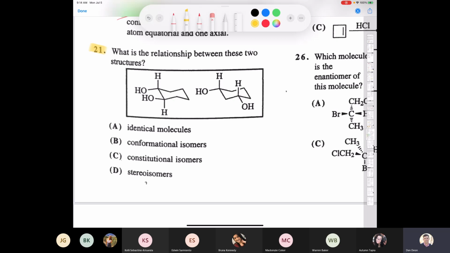Yeah, I would tend to go with C, right? How do we know that? Because if you look at the connectivity in the first one, it's a 1,2 diol, but if you look at the next one, it's a 1,2,3 diol. So they're definitely not identical, right? They're not conformational isomers because the connectivity is different. They're constitutional isomers because they have the same molecular formula. It's just their connectivity is different, and they're not stereoisomers because in order to be stereoisomers, you have to have the same connectivity. So we'll put here, connectivity is non-identical, okay?